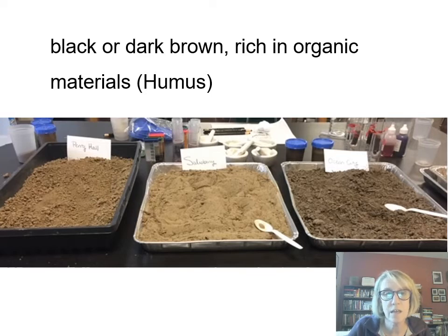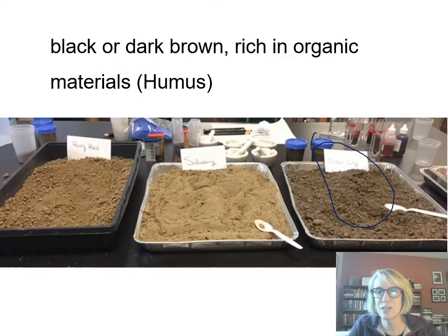Now the interesting thing about this picture is Perry Hall is kind of in the middle. Salisbury looks pretty light colored, so this is a really sandy soil, and that kind of makes sense. This is on the Eastern Shore. The one that doesn't quite make sense to me is this Ocean City, Maryland soil. So why is this the darker of the three?